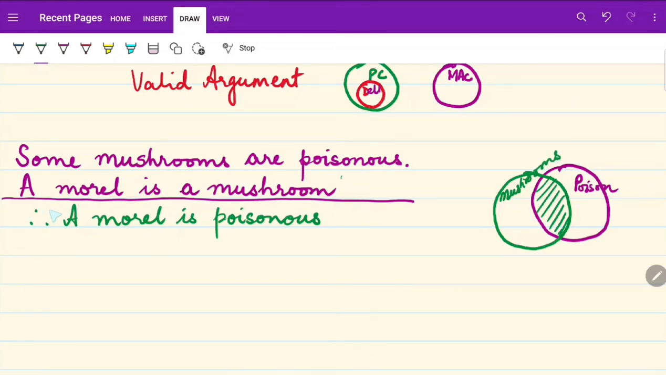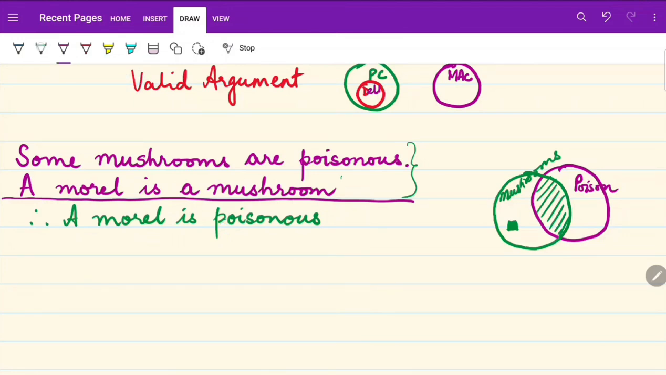And then the second premise says a morel is a mushroom. Now, nowhere in the two premises does it state that a morel is poisonous. It could be, but the premises don't state that. Therefore, we have to place the morel outside the region of intersection, but within the circle of mushrooms. All right. So this is the picture that we get, the Euler diagram that we get from the two premises. Now we are going to draw one which will also contain the statement of the conclusion.